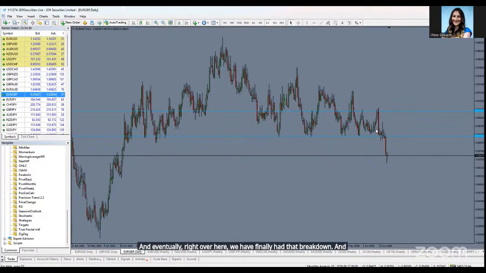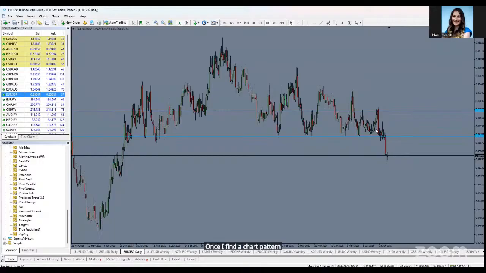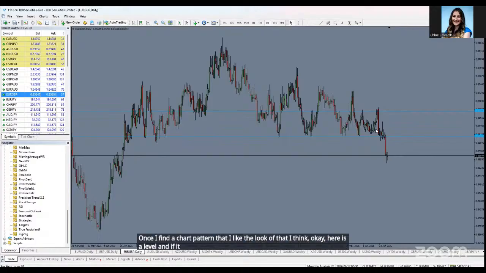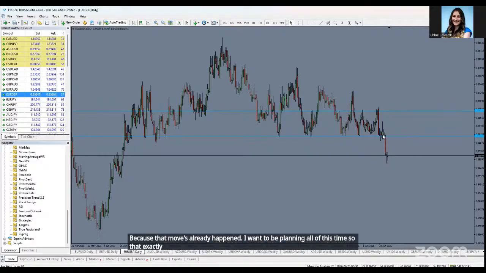And the reason I was looking at it back in May is because, as I explained to everybody back then, once I find a chart pattern that I like the look of, that I think, okay, here is a level, and if it breaks, I am expecting a strong move, then that is when I want to be planning for my trades. So it's no good once it's already broken, because that move's already happened. I want to be planning all of this time so that exactly when it breaks, I'm like, oh, I saw this potentially was going to happen a couple of months ago, and I've been waiting and waiting and waiting, and now here it is, it's happening.